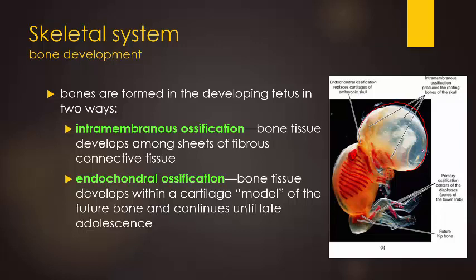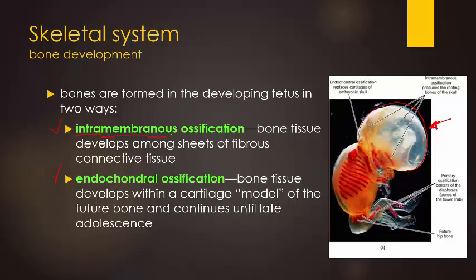There are two methods by which bones develop. One is intramembranous ossification, where bone tissue develops among the sheets of fibrous connective tissue. The skull is a good example of a place where intramembranous ossification occurs, because the bony elements begin as fibrous connective tissue sheets. If we look at the roots here, intra means within, membranous, within the membranes.